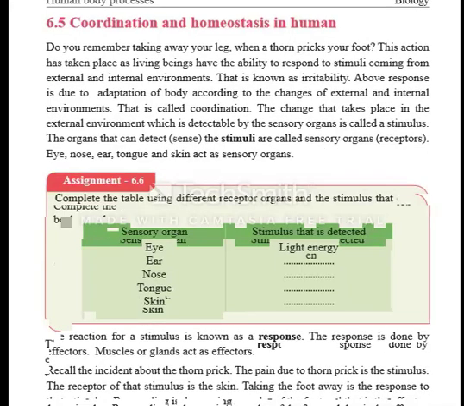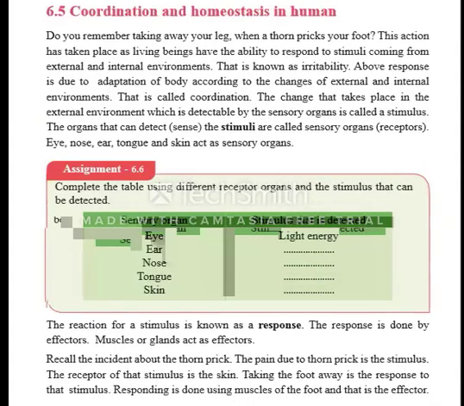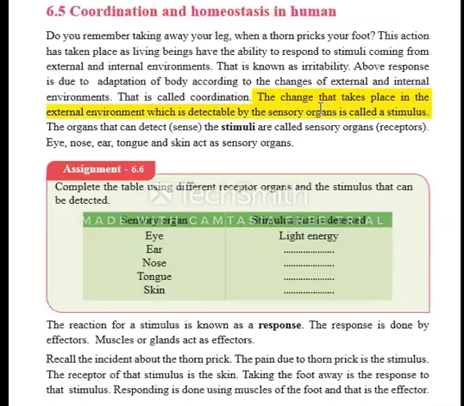the term stimulus. We have already discussed this. Stimulus is basically a change that takes place in the external environment, which is detected by the sensory organs in our body. This change in the external environment could be anything, but it has to be something that is detectable by the sensory organs. So it could be a light, which can be seen with our sensory organ, the eye.